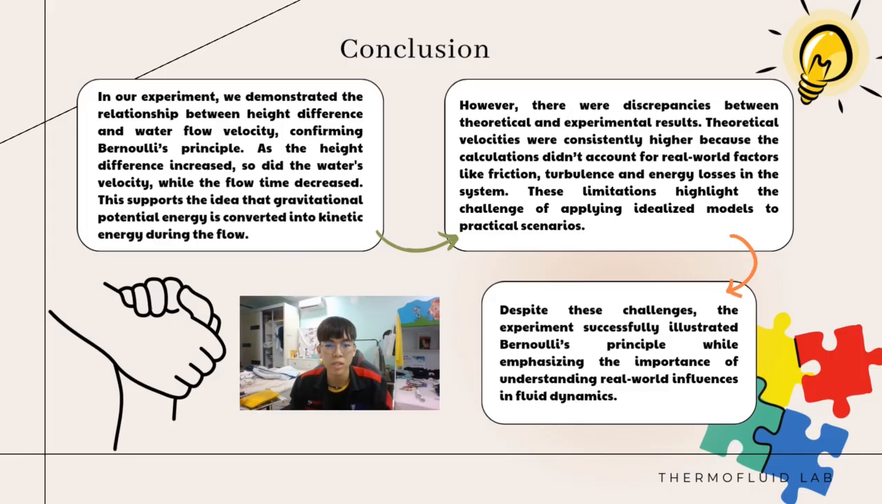However, there were discrepancies between theoretical and experimental results. Theoretical velocities were consistently higher because the calculation did not account for real-world factors like friction, turbulence, and energy losses in the system. These limitations highlight the challenge of applying idealized models to practical scenarios. So, despite these challenges, the experiment successfully illustrated Bernoulli's principle while emphasizing the importance of understanding real-world influences in fluid dynamics.